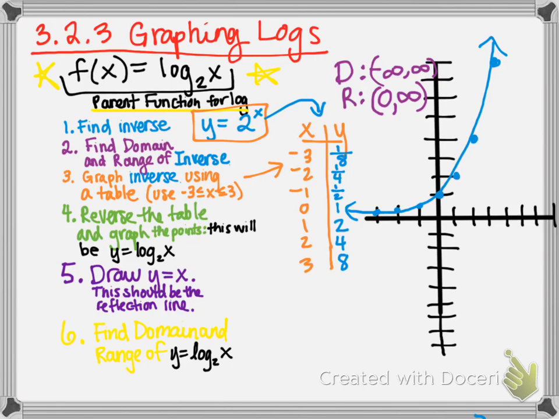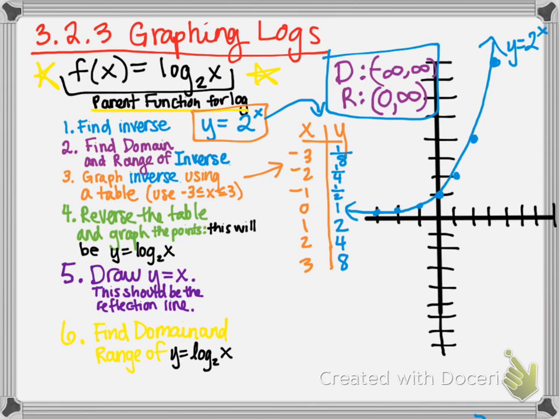So I'm going to go ahead and label this just so I don't forget which one this is. This one's 2 to the x power, and then this is my domain and range for that graph. Okay, now number 3 we did, that's the table. Number 4 says reverse the table and graph the points. This will be y equals log base 2 of x.